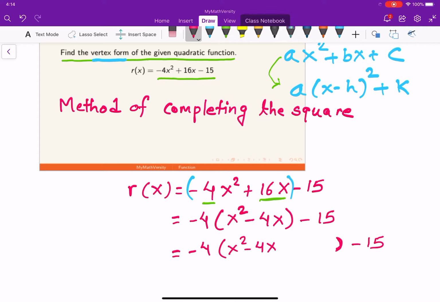There is actually a trick. The trick is that what we need to do is look at the coefficient of the linear term, which in this case is negative 4.